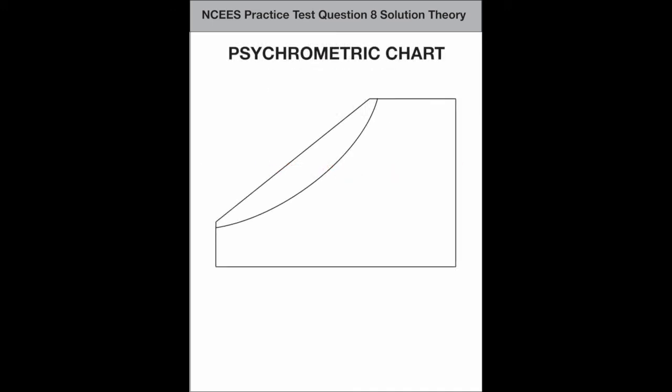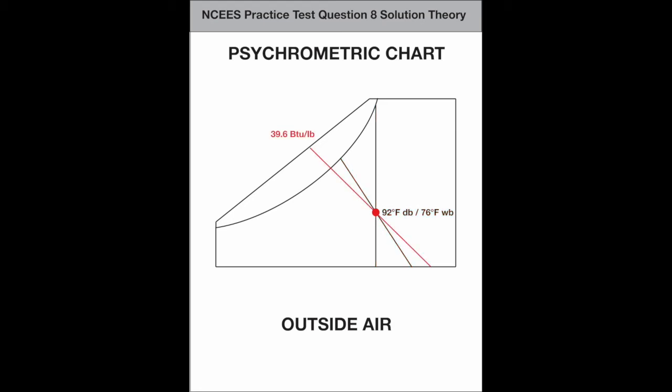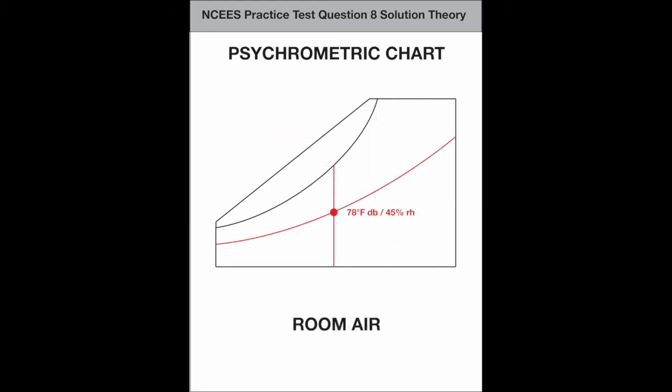From the psychrometric chart, look up outside air and room air enthalpies. Outside air at 92 degrees Fahrenheit dry bulb, 76 degrees Fahrenheit wet bulb equals roughly 39.6 BTU per pound. Room air at 78 degrees Fahrenheit dry bulb, 45% RH equals roughly 28.6 BTU per pound.